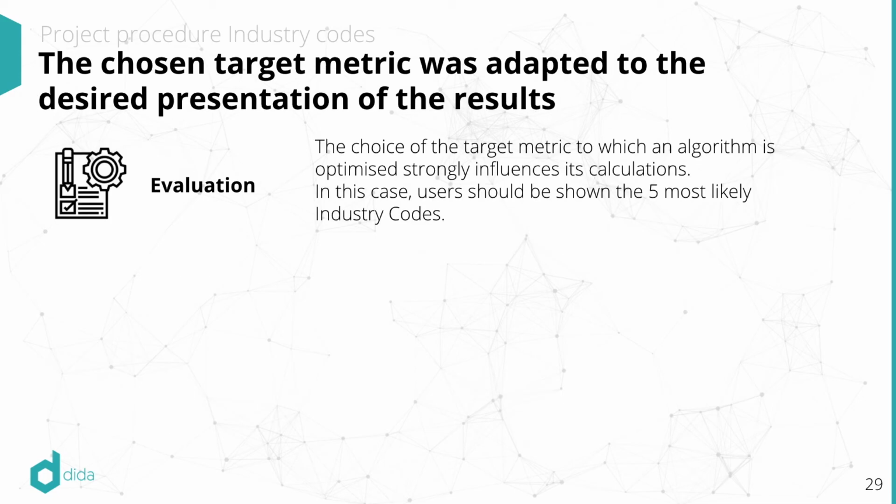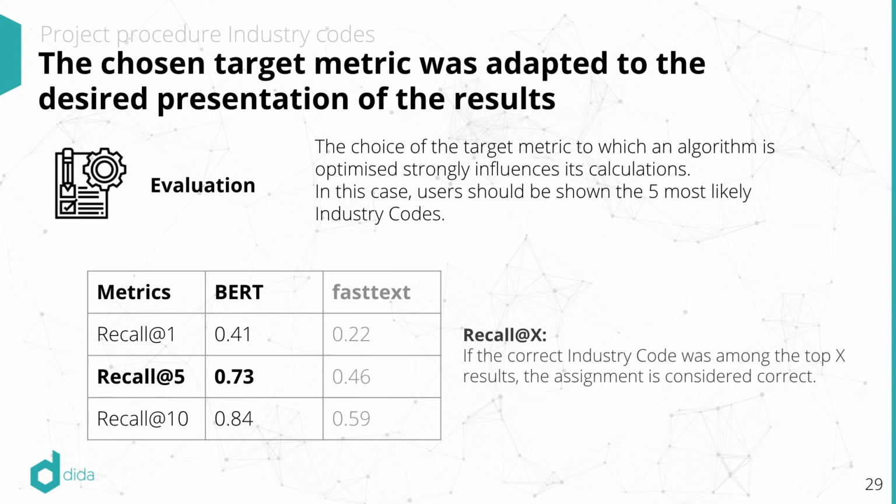And in order to evaluate our algorithm, we need to choose a target metric. The choice of such a target metric is always very important because it strongly influences the way we optimize an algorithm. In this case, users should be shown the 5 most likely industry codes, which means that the best metric to choose here is called recall at X. Meaning, if the correct industry code was among the top X results, the assignment is considered correct.